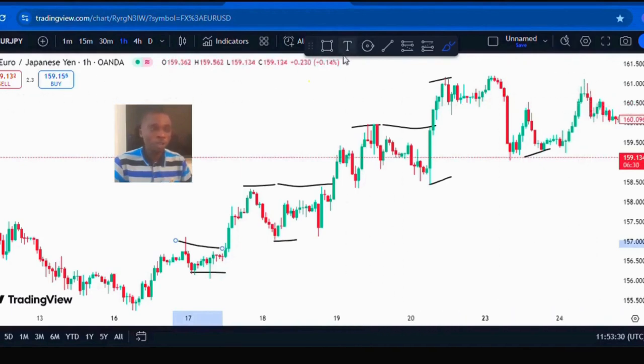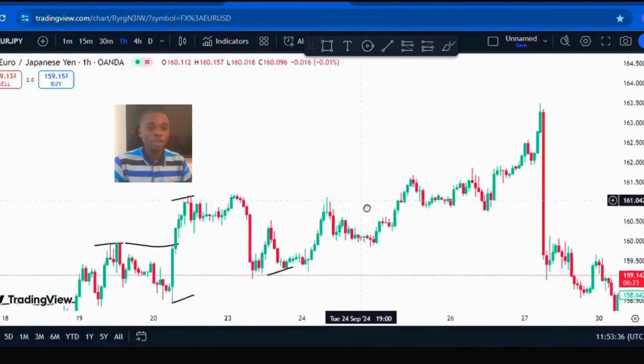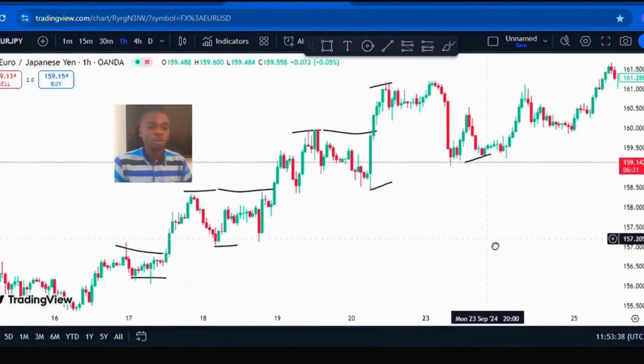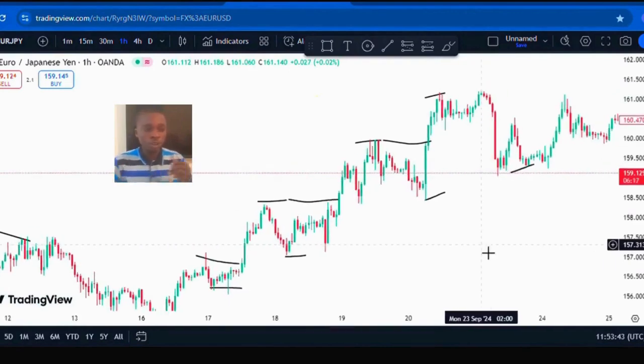and if the market should keep on, it keeps breaking. You can see that it keeps breaking and keeps on heading up. So this is what you should know, and you should just be able to identify.